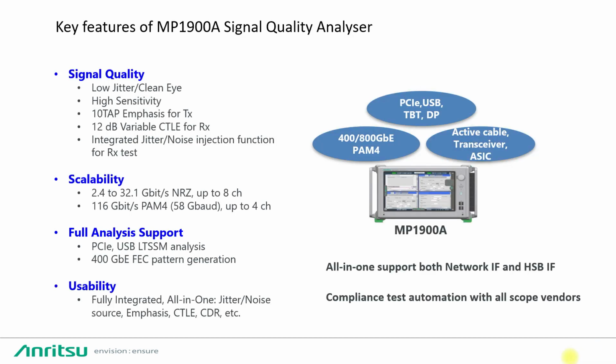Before I start with specifics about high-speed bus measurements, let me give you an overview of the MP1900 signal quality analyzer. It is a modular, highly flexible and future-proof BERT system for a wide range of applications. High-end research on 400G or 800G and beyond is possible due to its up to 116 gigabits per second PAM4 support and multi-channel capability. As PAM4 will be used in PCI Express Generation 6, the system hardware is ready for Gen 6 today. 10-tap emphasis is required for PCI Express and USB preset generation.